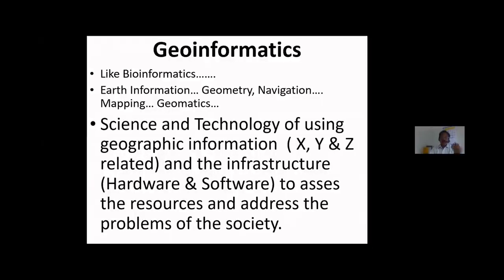Now, some 30, 40 years before, it came as geomatics, and now it has turned to geoinformatics, because geoinformatics is a word mostly accepted universally by the scientists. So probably the definition says that it's a science and technology of using geographic information, geospatial information, and the infrastructure, hardware, software, to assess the resources and also to address the problems of the society. This is one among the hundreds of definitions of geoinformatics.